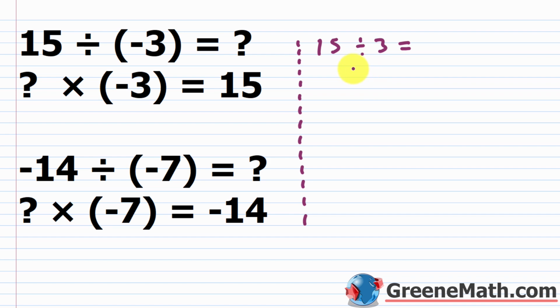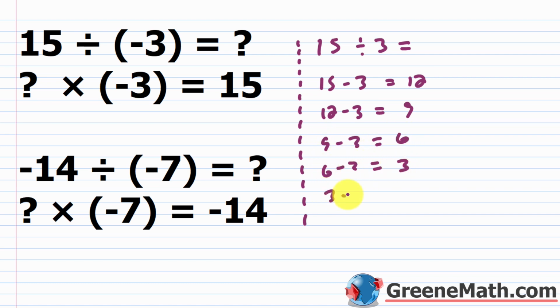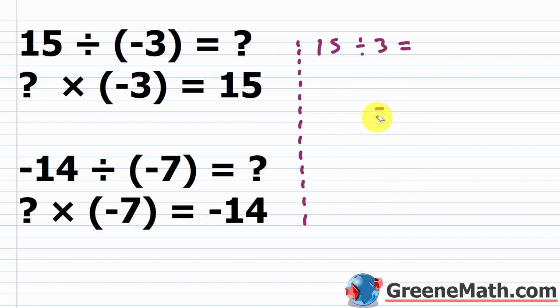So we can use a related multiplication statement, or again, you can use repeated subtraction. So you could say, okay, this is 15 minus 3, and that would give you 12. Then 12 minus 3 gives you 9, then 9 minus 3 gives you 6, then 6 minus 3 gives you 3, and then 3 minus 3 gives you 0. So I did that 1, 2, 3, 4, 5 times. So the answer is 5, and of course, we already know that. Or you could ask the question, what times 3 gives me 15, and the answer from the multiplication tables would be 5. So we know 5 times 3 is 15, so 15 divided by 3 is 5.